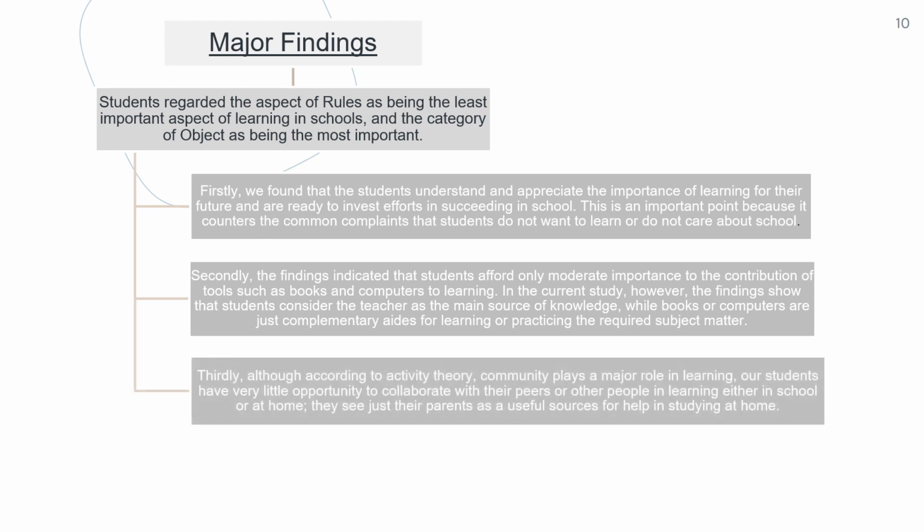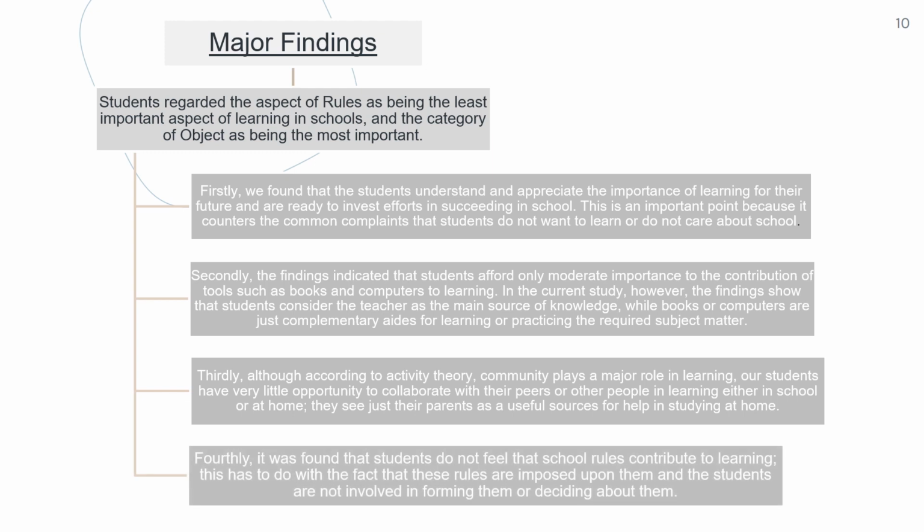Thirdly, although according to activity theory, community plays a major role in learning, our students have very little opportunity to collaborate with their peers or other people in learning, either in school or at home. They see just their parents as a useful source of help in studying at home. Fourthly, it was found that students do not feel the school rules contribute to learning. This has to do with the fact that these rules are imposed upon them and the students are not involved in forming them or deciding about them.